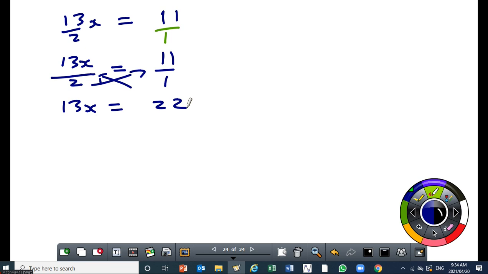Then you divide both sides by 13. So you end up getting x equal to 22 over 13. So this is my value of x. You don't have to convert it to a decimal. Leave it as an improper fraction like that. Don't try to convert it to a mixed number. It's not necessary. Now I'm not done.